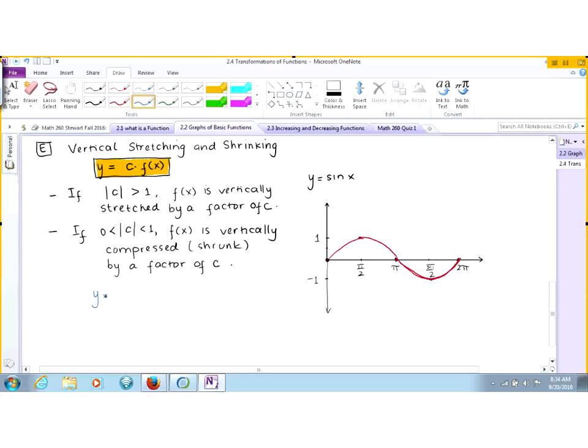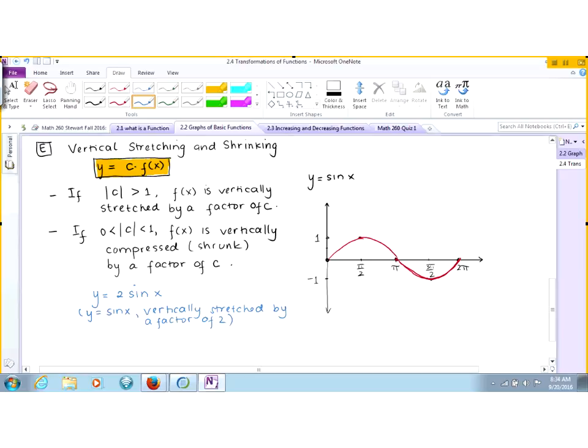Now, if I say y equals 2 sine x, okay, then what happens? Is it shifted? No. This is y equals sine x vertically stretched by a factor of 2. So that's the shape change. Well, yes, because you have to stretch it. It's not like you reflect it or translate it or shift it. The shape is slightly changed by a factor of 2.